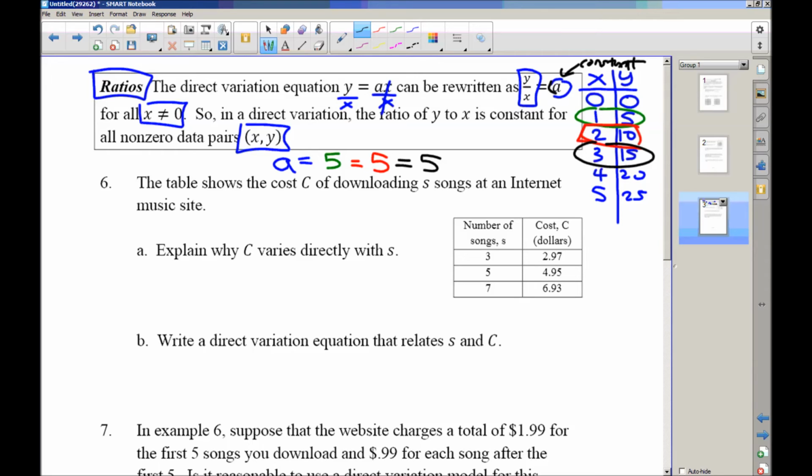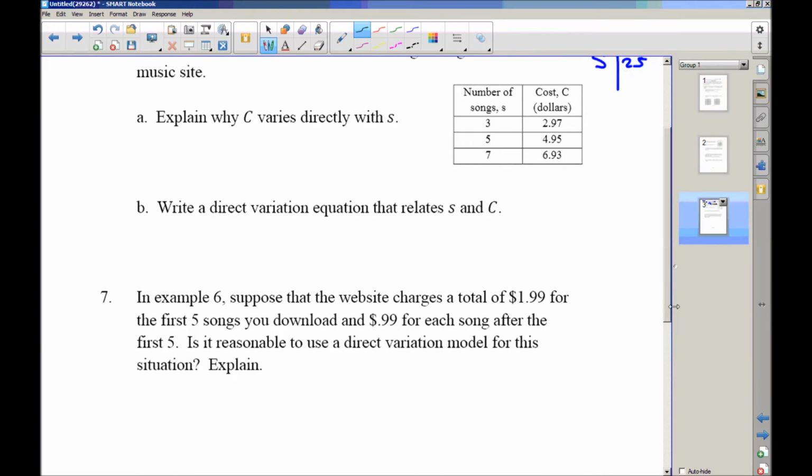Okay. All right, so at number 6, the table shows the cost C of downloading S songs at an internet music site. Explain why C varies directly with S. Well, it's very easy to show why they vary directly. If we just take every output and divide it by the input, we can show direct variation because all of them divided keep making the same number over and over again. So 693 divided by 7 makes 99 cents.